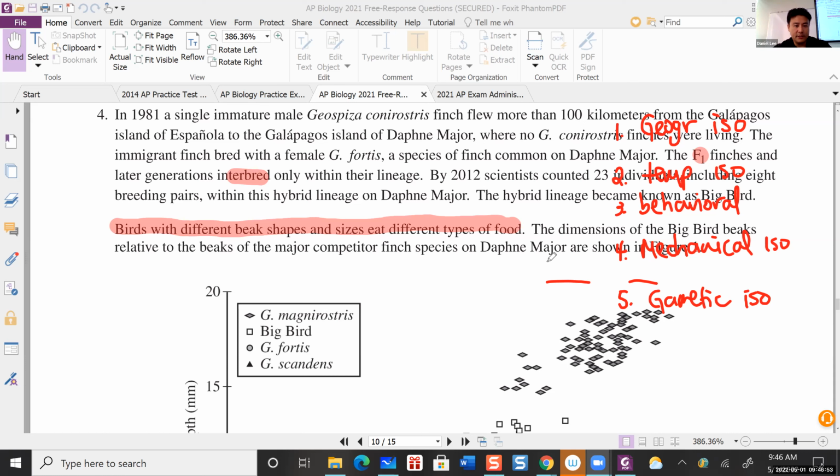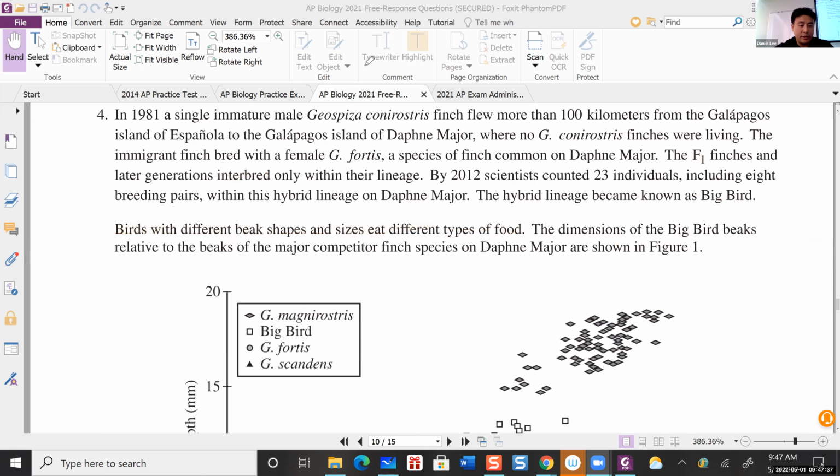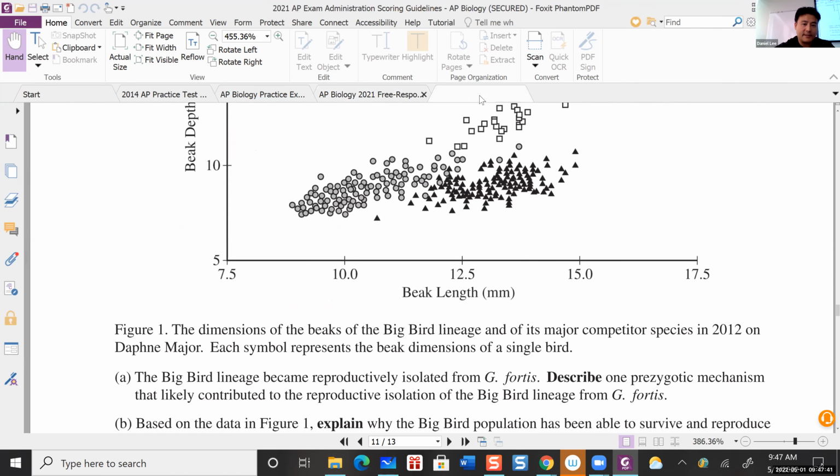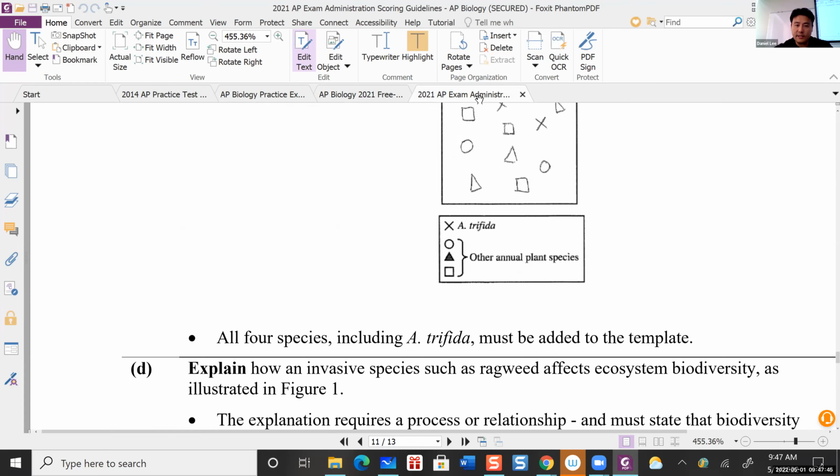If they don't give you enough to identify a specific prezygotic mechanism, talk about whatever you want and then apply it to this example. So I could say that the big birds are mechanically isolated. I don't know that, but then I've got to explain what I mean, right? Because you've got to describe it. That means that the big birds have different structures and function, and the reproductive organs don't match, something like that. You can also say that the big birds may be geographically isolated from other species, okay? So they interbreed with only their lineages. That would be fine, okay? It could be behavioral. Maybe they have different mating rituals that other species don't have. So let's see what the answer key will take here for the big bird, okay? This one here, let's see.